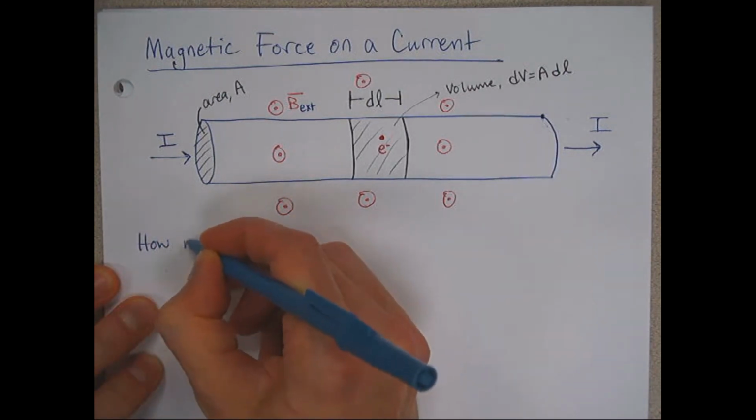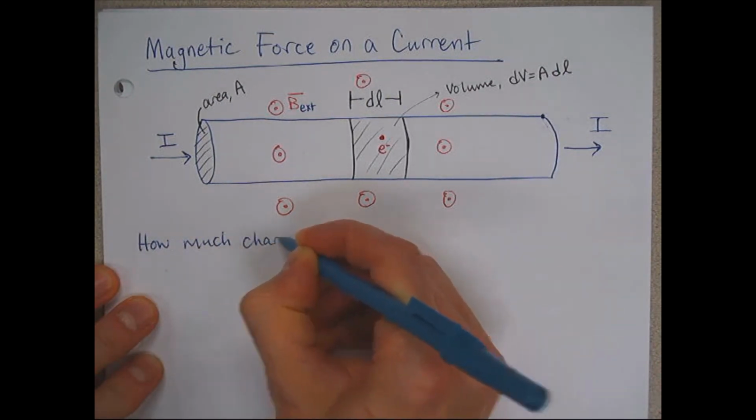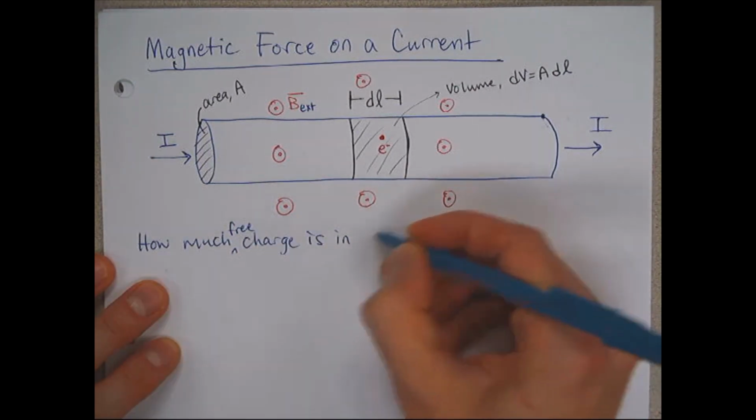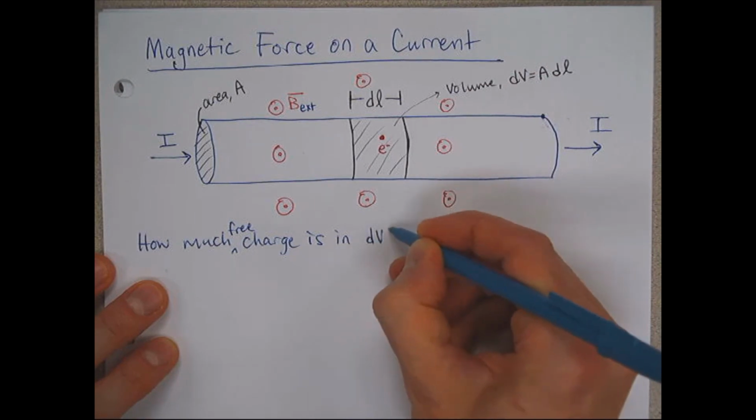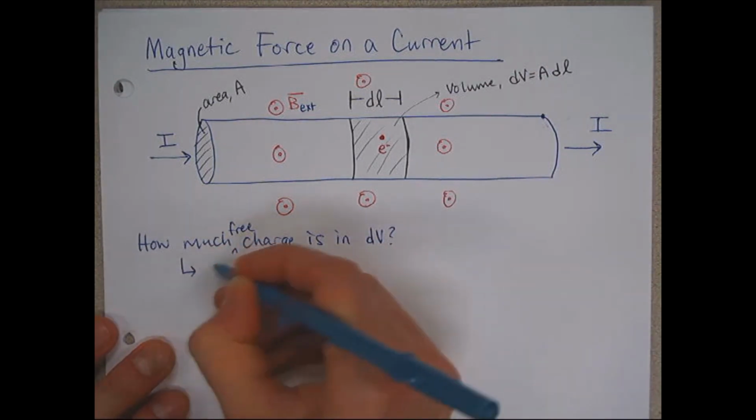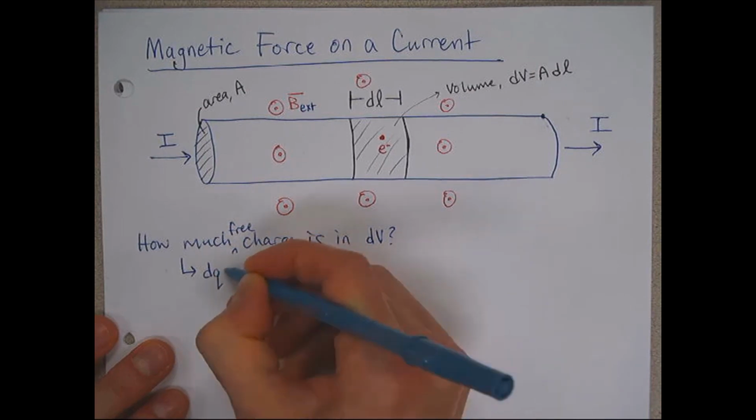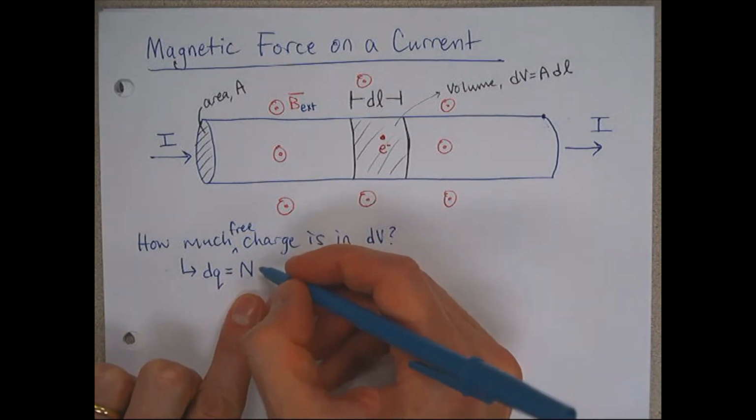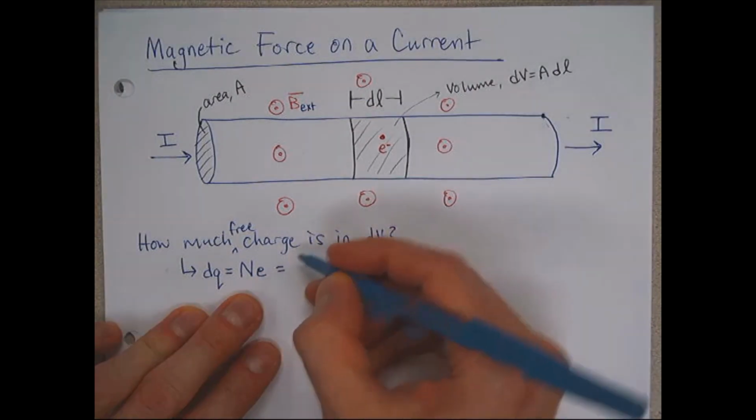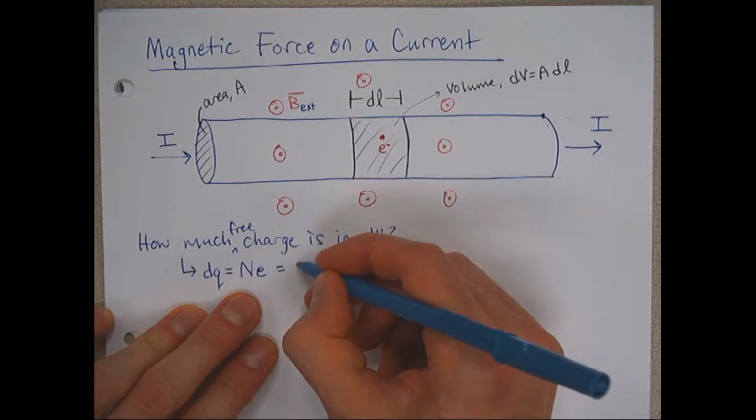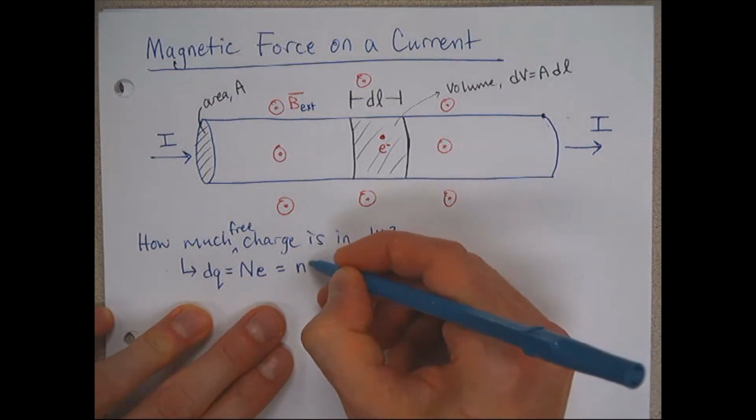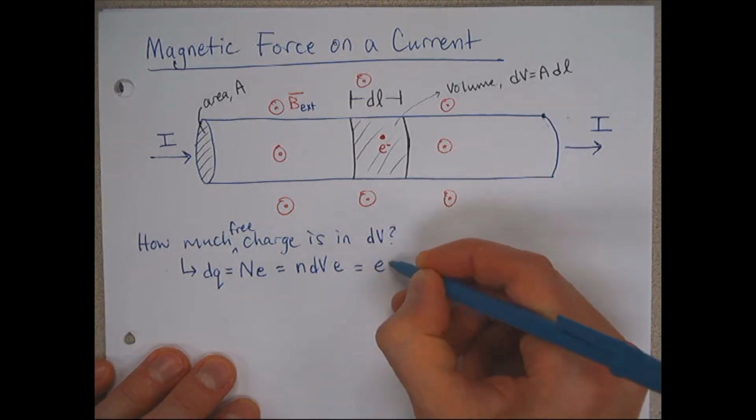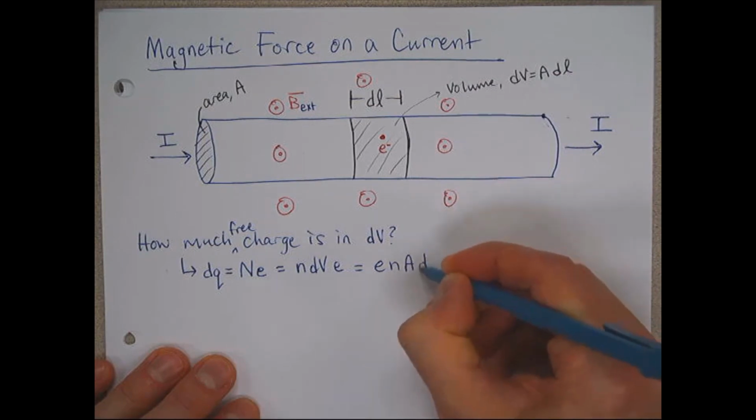We'll remind ourselves how much free charge is in the volume dV. Well, we know the charge there will be the number of electrons times the charge of each. In another way, you can state this capital N, as we have done before, as the number density times the volume. So that looks like e n A dl.